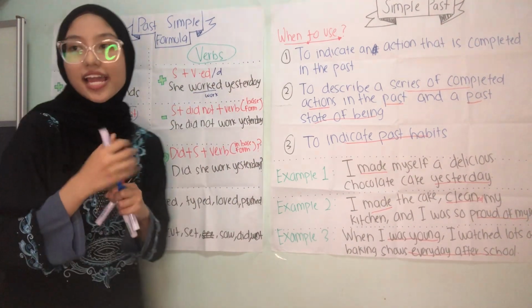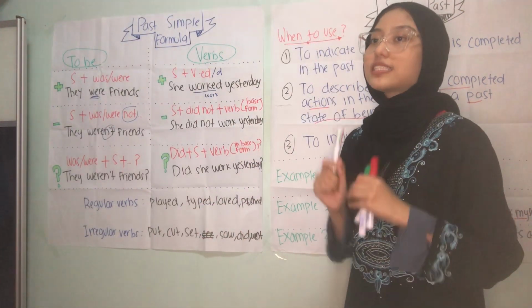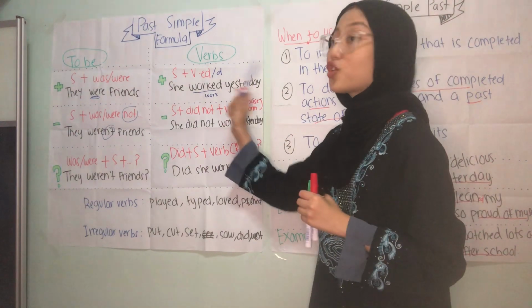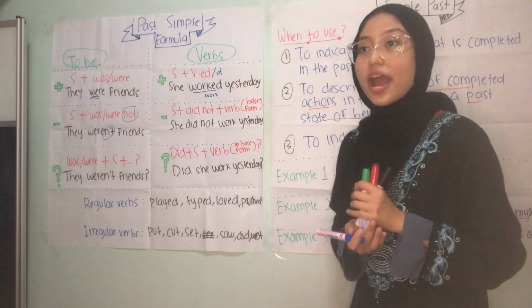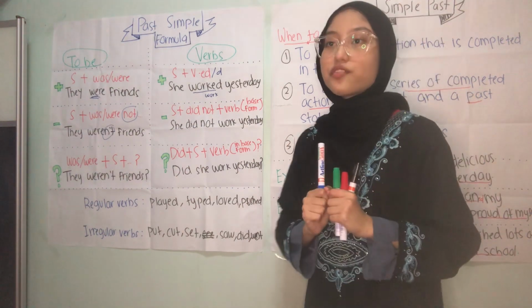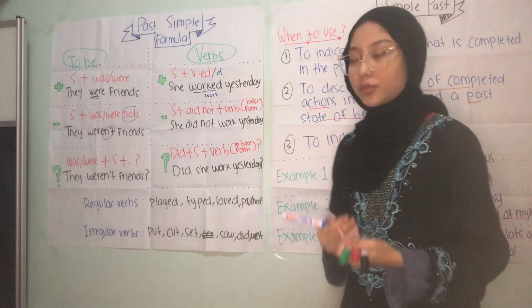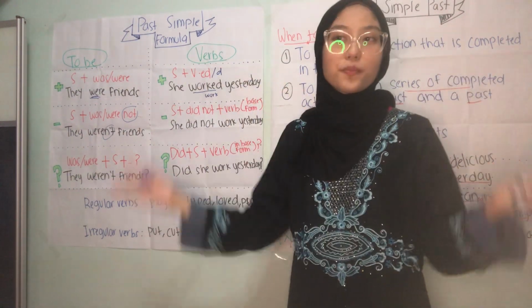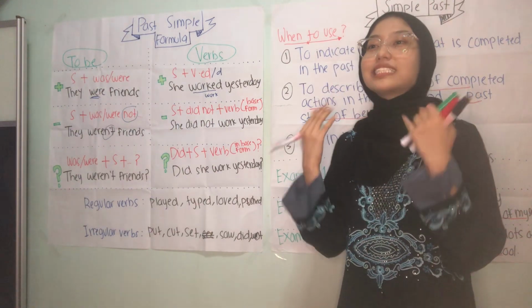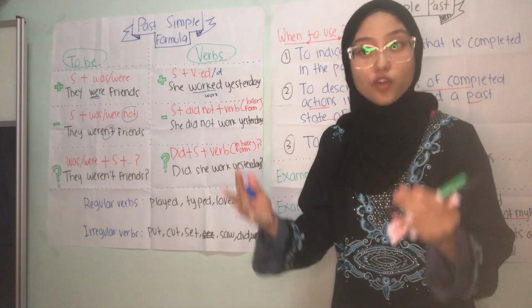Understand? Yes. However, in some cases, we do not add ed. Why? Because it is irregular verbs. So this happens to irregular verbs. For irregular verbs, things get more complicated. The simple past tense of some irregular verbs looks exactly like the root form.